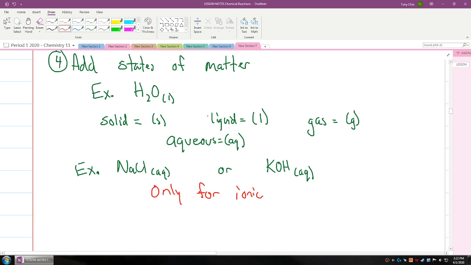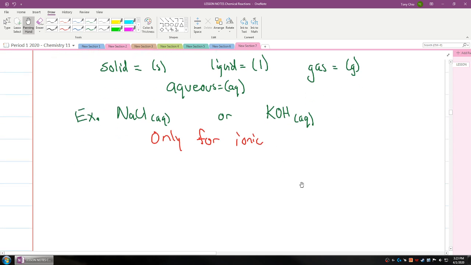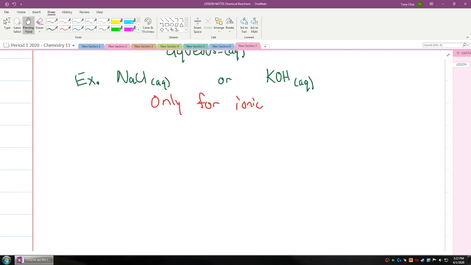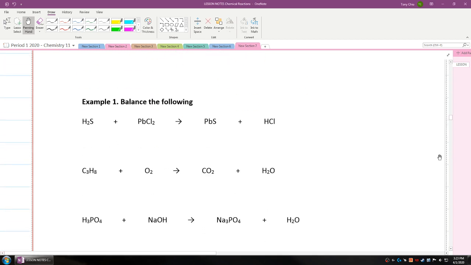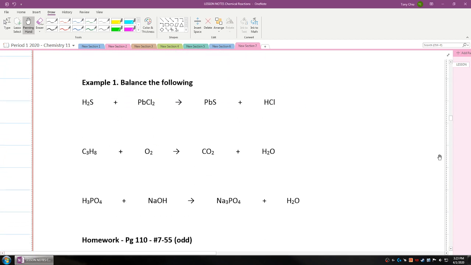So solid, liquid, and gases. Now, how do you know if something's a solid, a liquid, or a gas? Well, it's really common sense. If you write, for example, gold, gold is a solid. If you write oxygen gas, well, it has the name gas, so it must be a gaseous state. So let's practice this, okay? Let's see what we have here, and I might add a few more examples. So let's practice some of these questions.